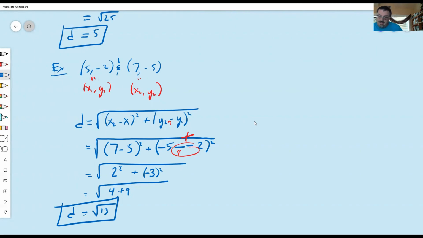So there we are. You could use your calculator and get a decimal approximation for this. This is the exact answer, there's no rounding, so that's probably preferred. So that's the distance formula. Let me know if there are any questions.